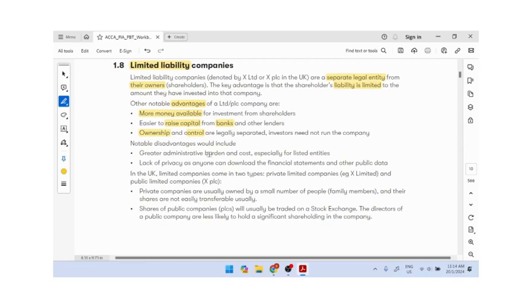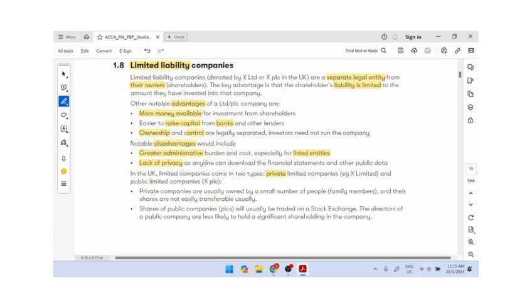Legally separated. You can become the owner, but you don't need to run the company. Disadvantage: greater administrative burden and cost. Definitely, you need to hire an auditor. You need to hire more accountants to compile all the financial statements. All this involves cost. Especially for listed entities, you need to get audited, and you need to submit the report to Bursa Malaysia and SSM periodically. Lack of privacy, because you need to disclose your financial statements. Everything you need to disclose. So, lack of privacy.